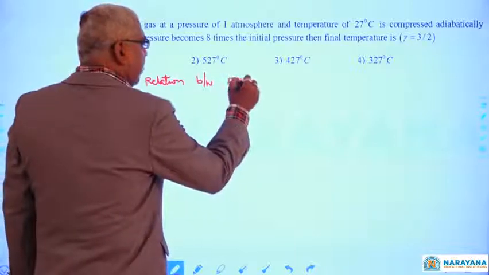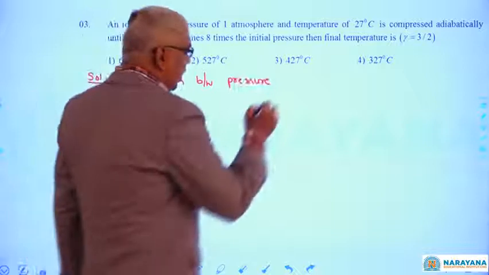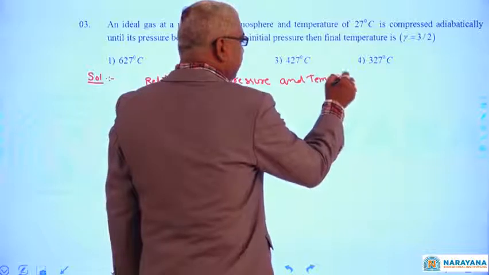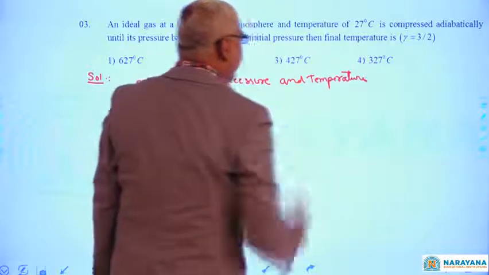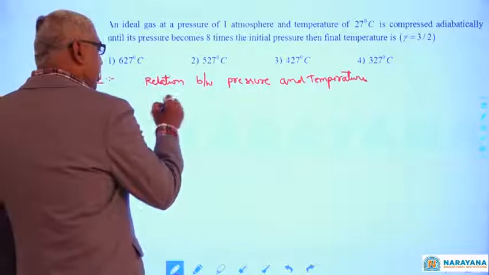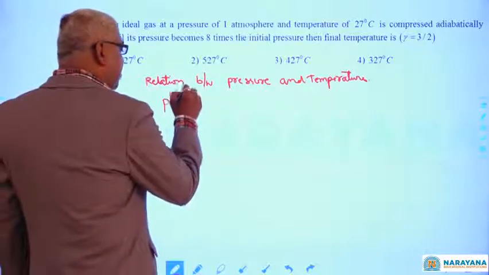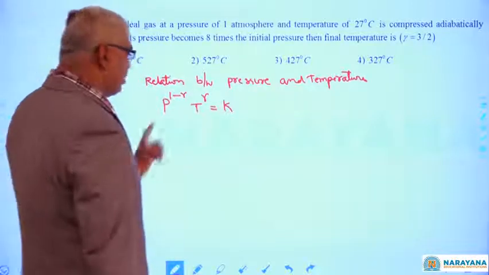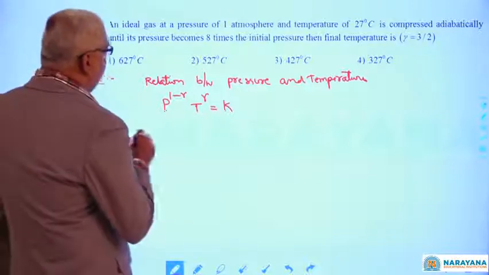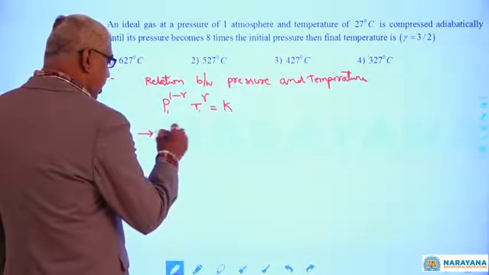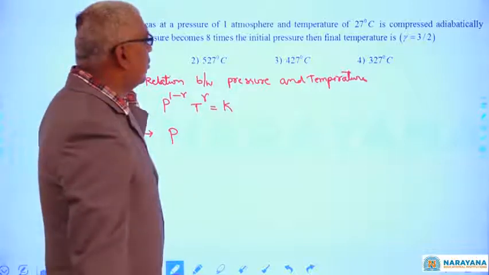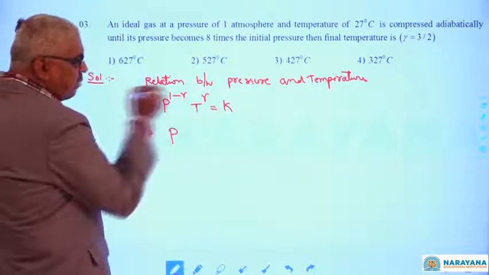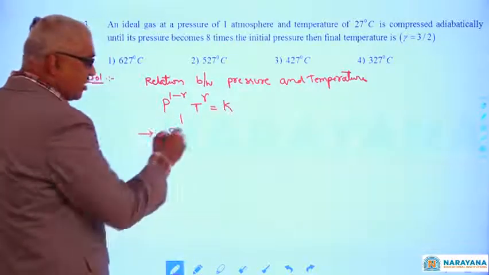The relation between pressure and temperature is given as P to the power of 1 minus gamma into T to the power of gamma is constant. What we want here is the expression for temperature, so I will remove the gamma from the temperature side and write it on the pressure side.